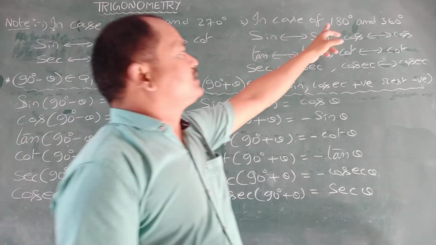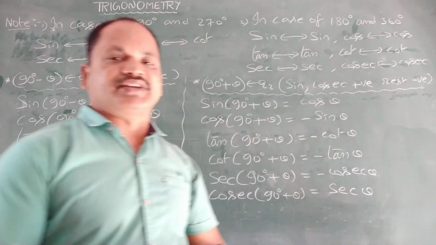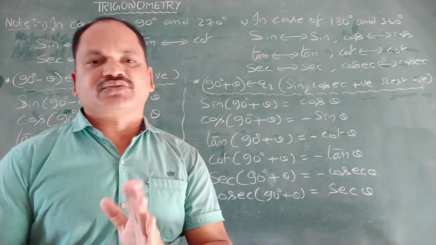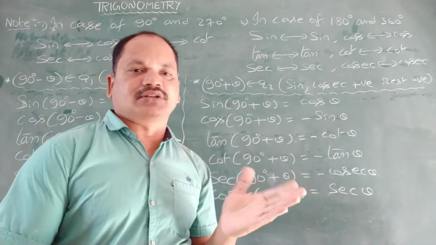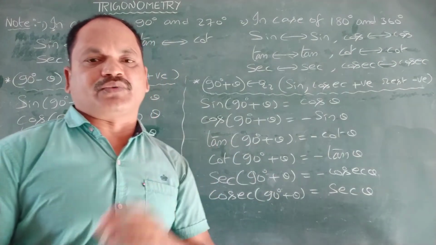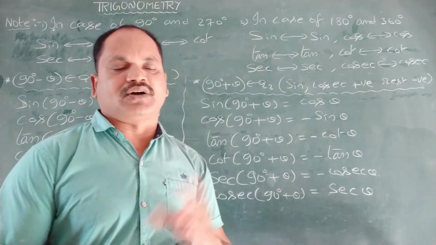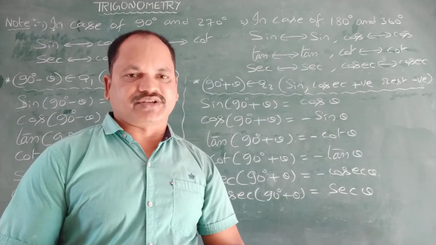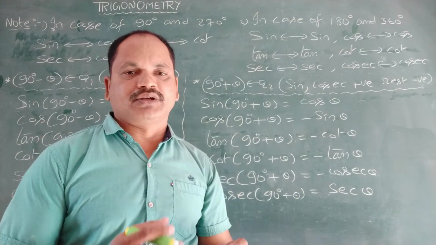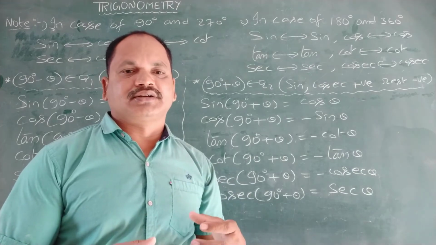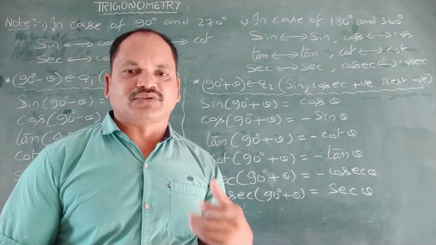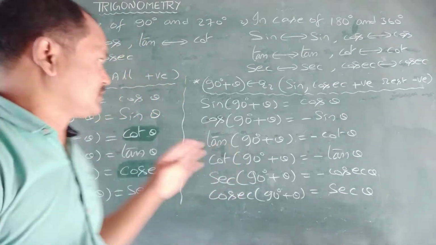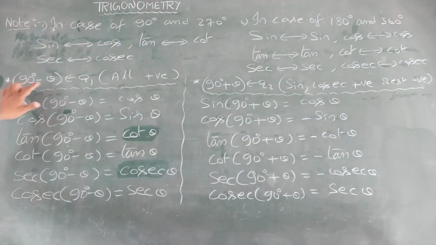In case of 180 and 360 degrees, there is no change of function: sine stays sine, cos stays cos, tan stays tan, cot stays cot, secant stays secant, cosecant stays cosecant. It depends upon the signs with respect to the quadrants. That's all. Suppose 90 minus theta.